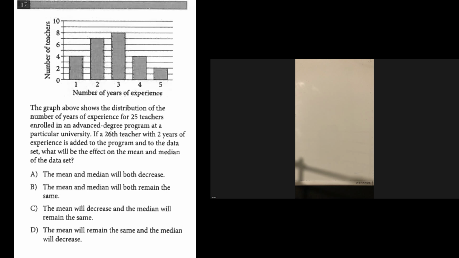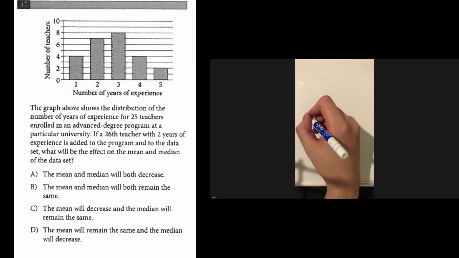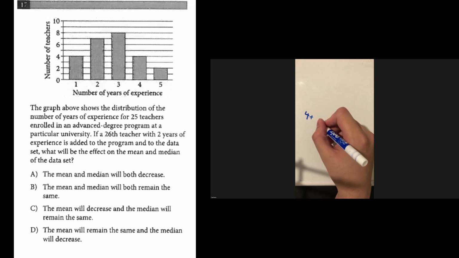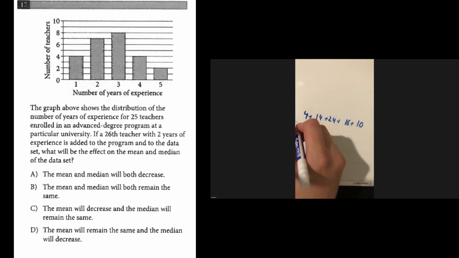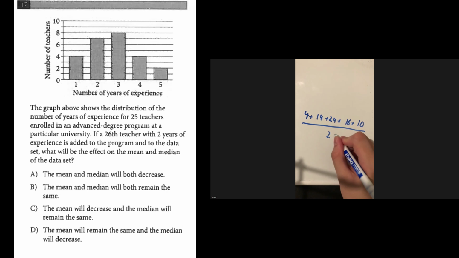Okay, so for question 17, first we have to find the mean and median. So the mean of this data set would be number of years of experience times number of teachers. So 1 times 4 is 4, plus 2 times 7 is 14, plus 3 times 8 is 24, plus 4 times 4 is 16, plus 5 times 2 is 10. Add all these up and divide by the number of teachers, which is 25 total teachers, and you get a mean of 2.72.